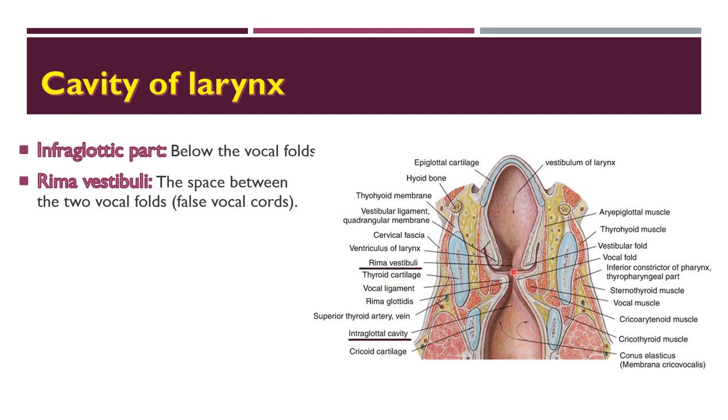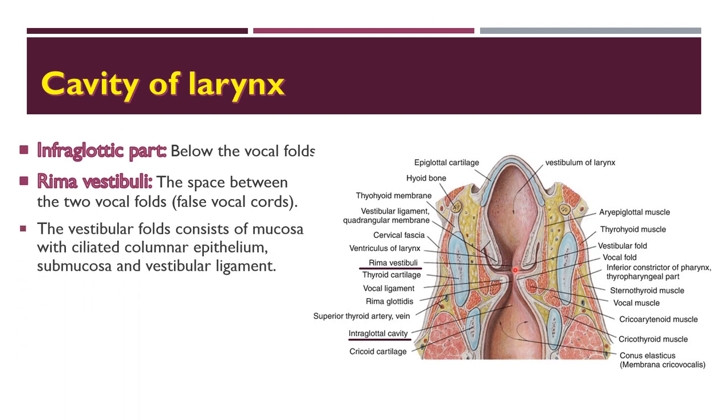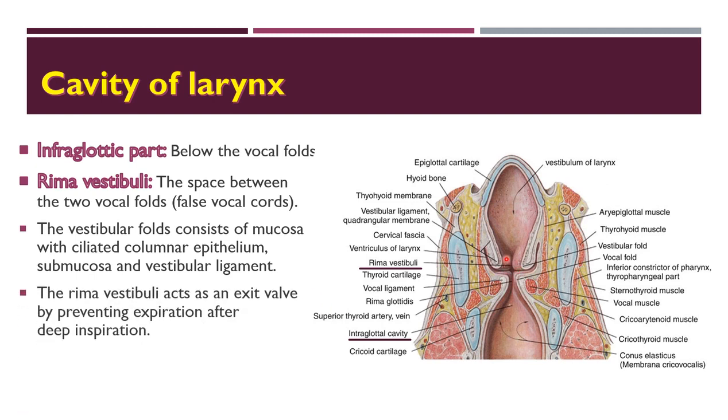Okay, so they are the space between the two vocal cords, and they mainly consist of the lining mucosa. Deep to the mucosa you have the vestibular ligament, which is the upper thickened part of the quadrate membrane. The mucosa has a lining epithelium, which is the ciliated columnar epithelium, the characteristic feature of the respiratory epithelium. Now, the Rima vestibuli acts as an exit valve.